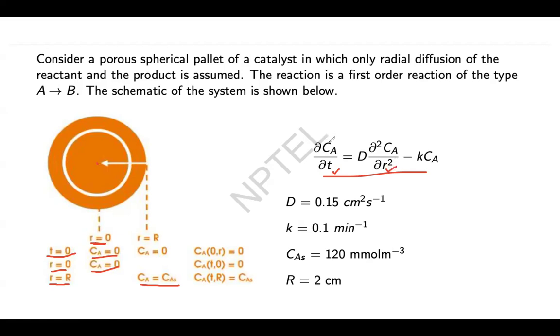Okay. So we have here Ca that is varying with respect to time and the radius of the catalyst. Here D accounts for the diffusion coefficient, and K Ca accounts for the first order reaction. If you have a second order reaction, you have to change this part accordingly. So here we have a first order reaction, and here diffusion is happening. So now what kind of problem is this?